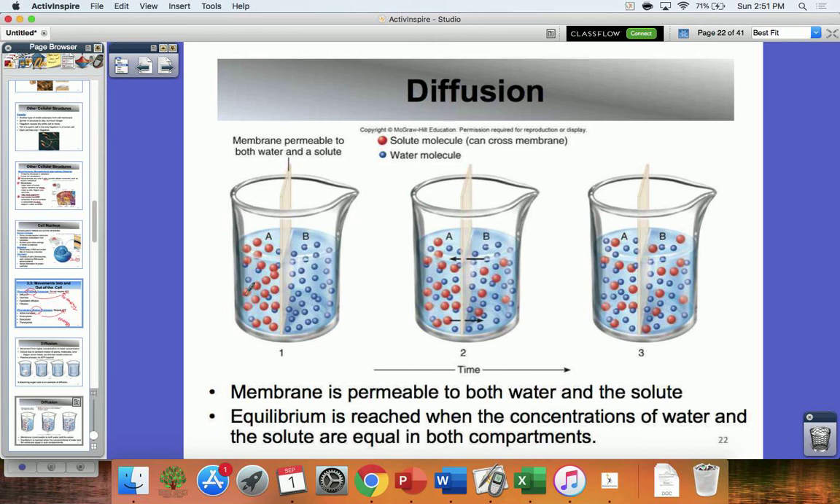And so, as time passes from one beaker to the next, you will notice that both the solute is moving from the left to the right, and the water is also moving from the right to the left, so from areas of high concentration to low concentration. And it continues again until the equilibrium is reached. And this is for a membrane that is permeable to both of those substances.